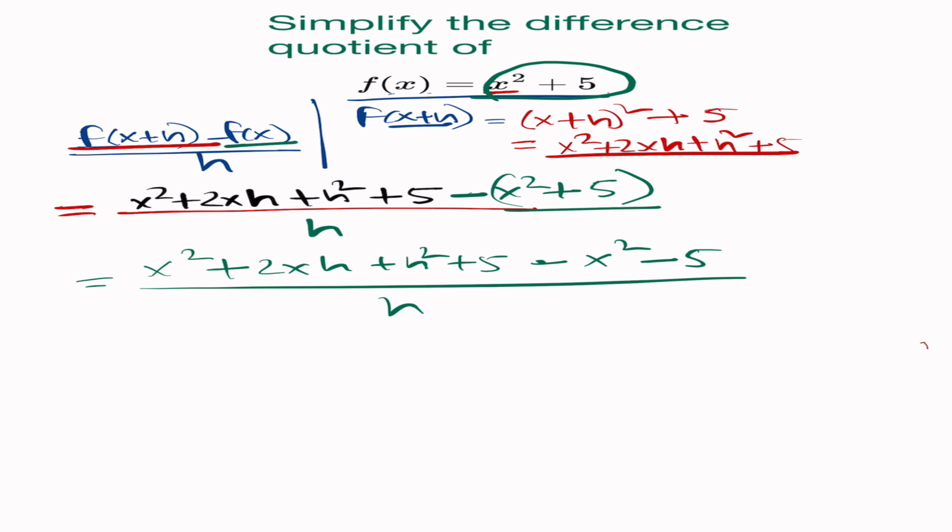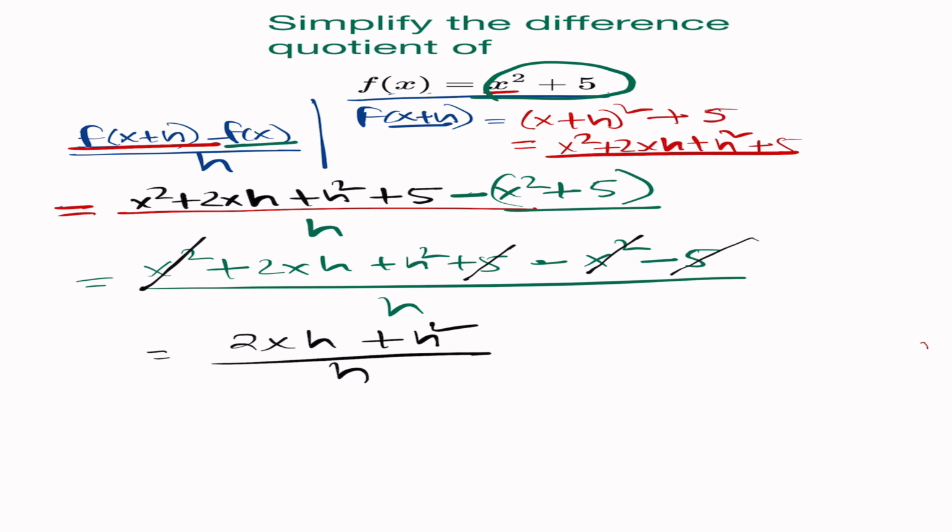Now look, x squared and x squared cancel out here, 5 and 5 cancel out, right? So we are left with 2xh plus h squared divided by h. So we divide by h on both sides, we get 2x plus h, right? So this is our answer.